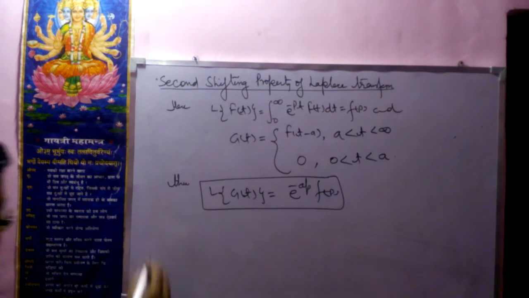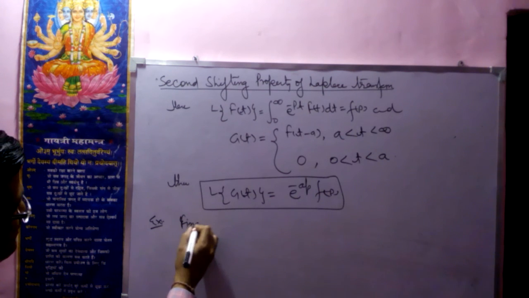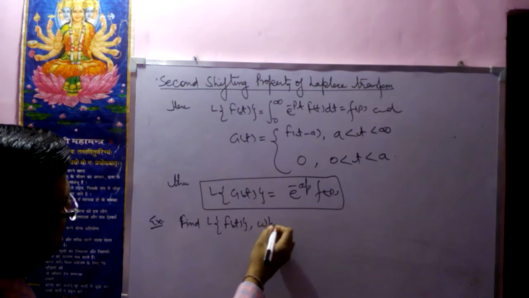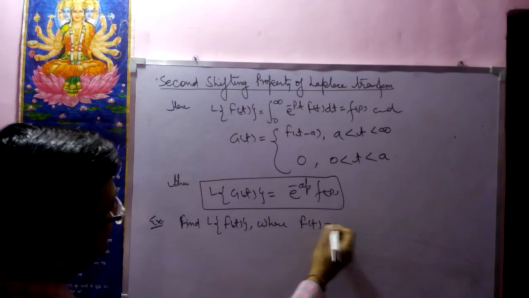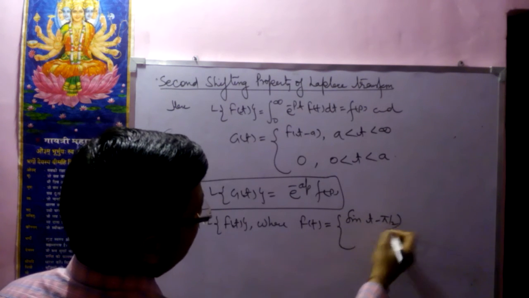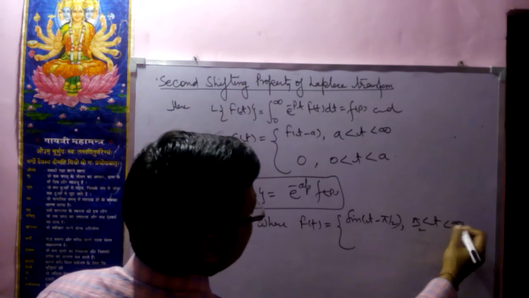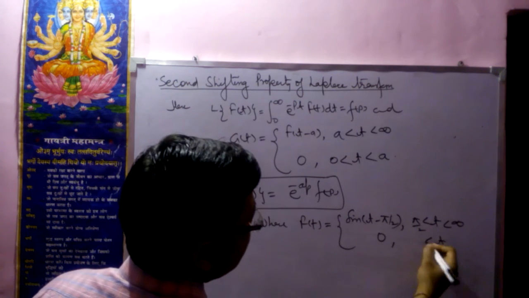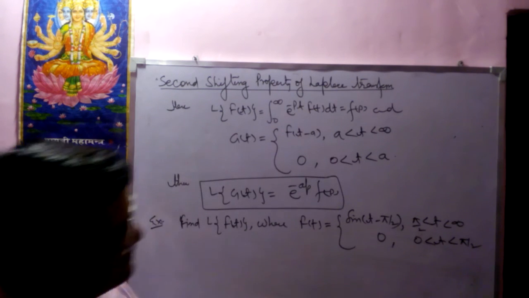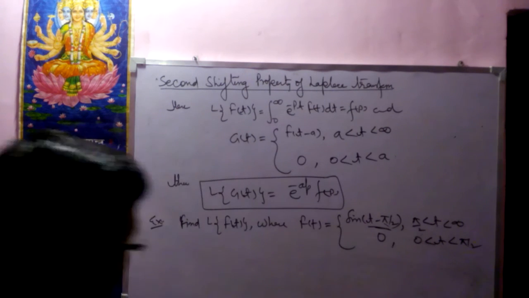For example, find the Laplace of f(t), where f(t) is equal to sin of t minus pi by 2 for t greater than pi by 2 and less than infinity, and 0 for t greater than 0 and less than pi by 2. This is the case of the second shifting property, because pi by 2 is the shift.